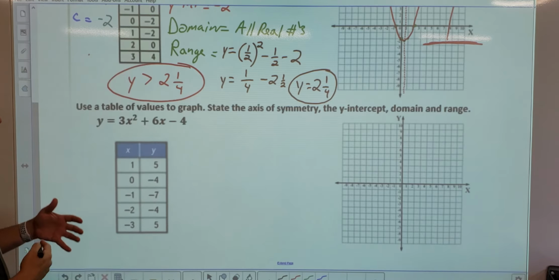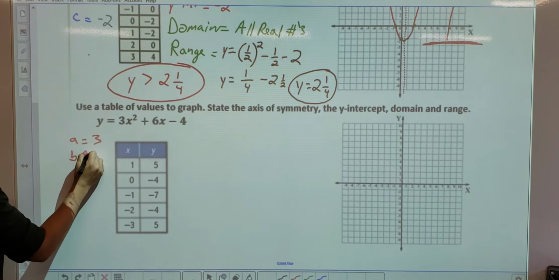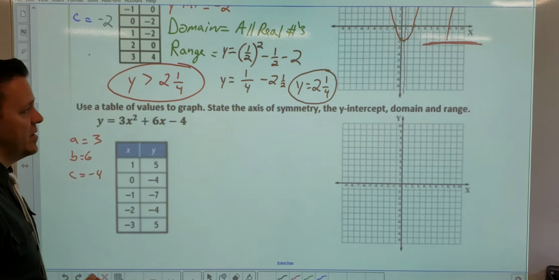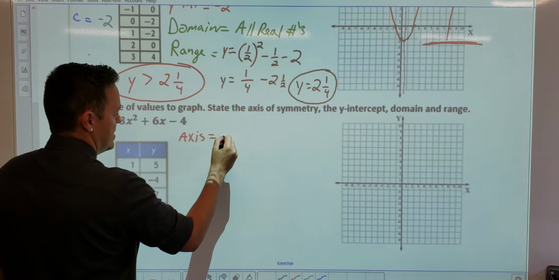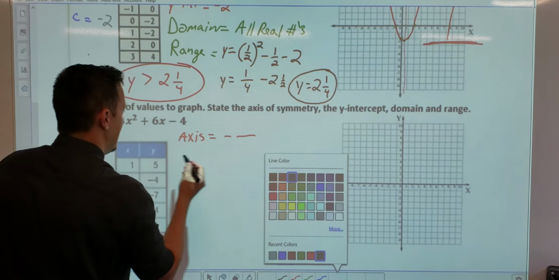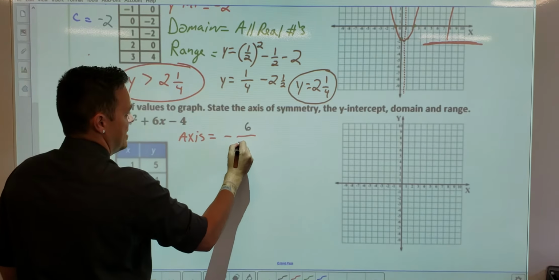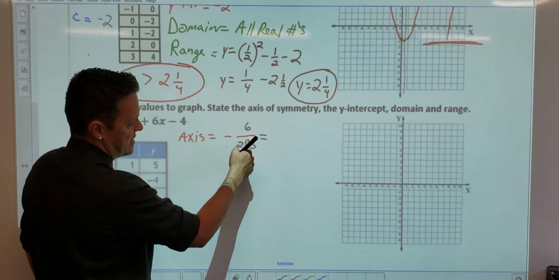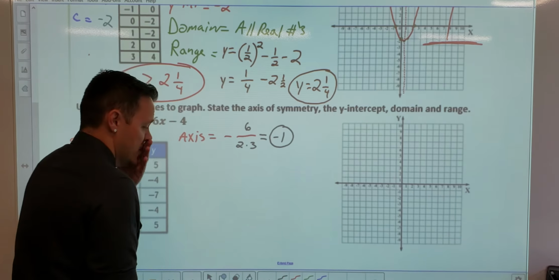All right, we'll do one more together. I'll go a little quicker on this one. A, B, C. All right, so it's 3, 6, and -4. All right, and then you guys do axis of symmetry. So axis equals, it's a negative, and then it's what? B is on top, so that b is 6. And then it's 2 times your a value, which is 3. And so this would be 6 divided by 2 times 3, which is 6. So that's a -1. Okay, so same thing again.